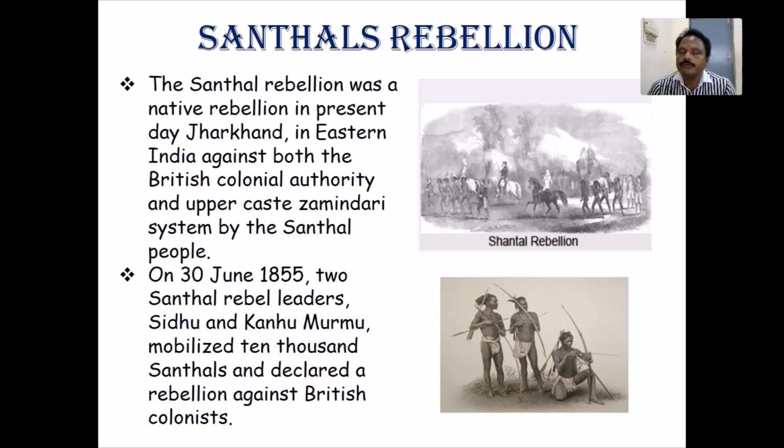Okay. Now we are going to discuss the Santal rebellion. The Santals could not digest the injustice they faced from the zamindars. The Santal rebellion was a native rebellion in present-day Jharkhand in eastern India against both the British colonial authority and the upper caste zamindar system by the Santal people. On 30th June 1855, two Santal rebel leaders, Sidhu and Kanhu Murmu, mobilized 10,000 Santals and declared a rebellion against the British colonists.